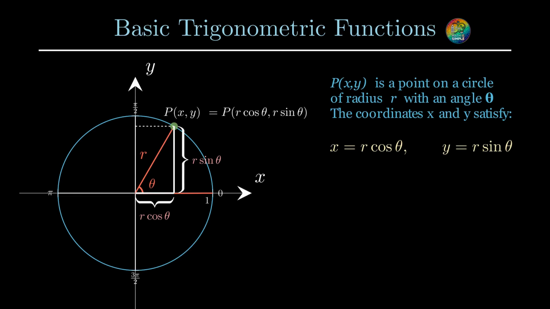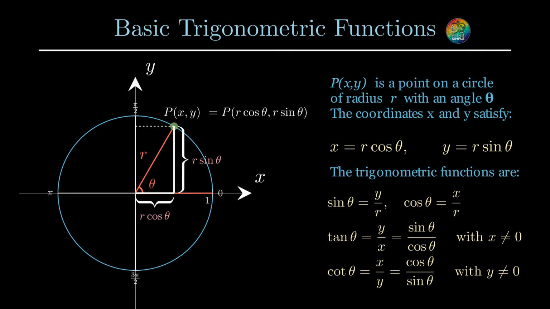Now we have four basic trigonometric functions. First, the sine of theta is the vertical coordinate divided by the radius. Next, the cosine of theta is the horizontal coordinate divided by the radius.